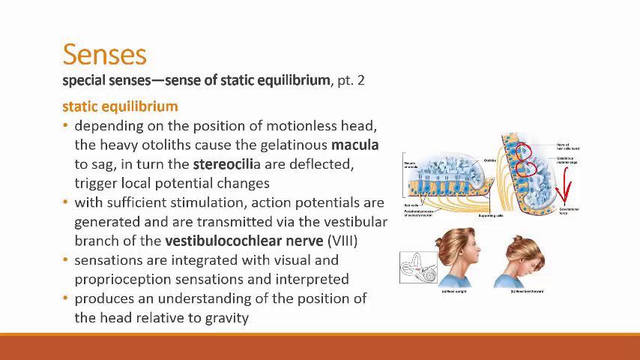And as they bend, they produce local potential changes. And if there's sufficient stimulation, then an action potential will be generated and sent along the vestibular branch of the vestibulocochlear nerve. So now we get a little bit of information about why it's the vestibulocochlear nerve. It carries information from the cochlea, that's hearing, or information from the vestibule, which is about equilibrium.